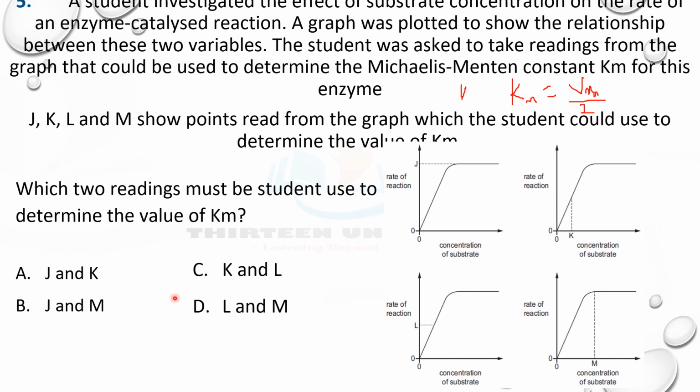So K, L and K, where are they? Where is K and L? What do you think is the answer there? Okay, K and L, because this is half Vmax, this is substrate concentration, so the answer is C. All right, let's go to the next question.